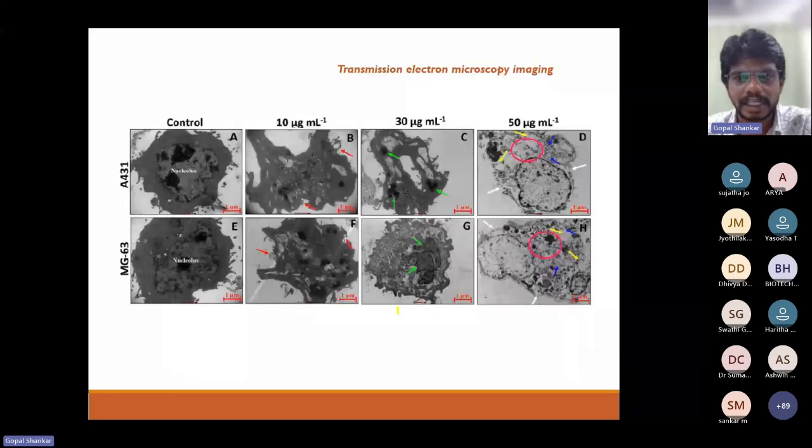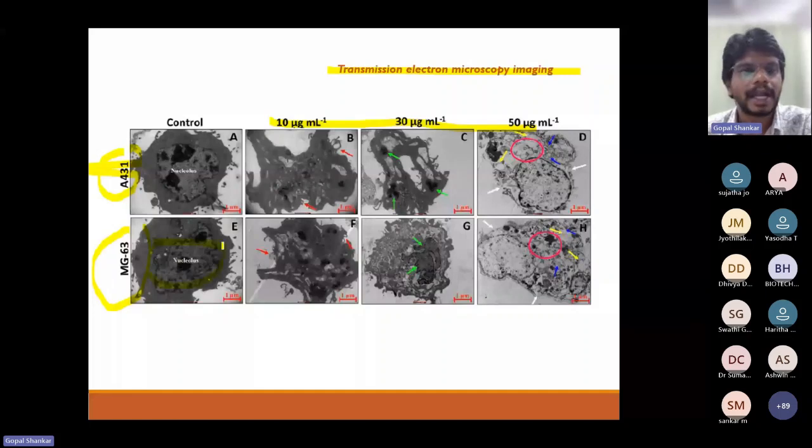And you can also use transmission electron microscopy to understand if there is a cell rupture or not. Again, you see here, this is a cancer cell, A431, and this is MG63 cells. As you increase the drug concentration, which is basically an anti-cancer component, you see that the cells are blebbing and their nuclear contents are getting out. But here, this is a normal cell with a normal nucleus.